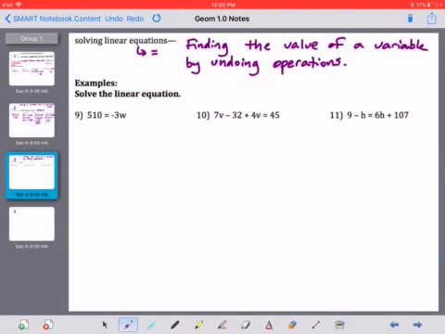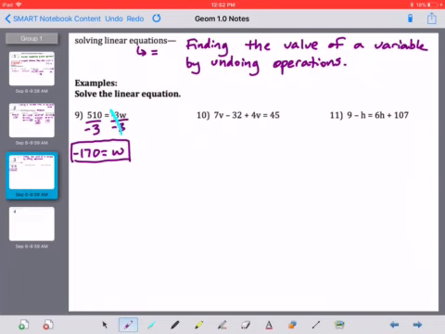All right, let's practice that with 3 examples. The first one, I have 510 equals negative 3w, or negative 3 times w. Well, the opposite of multiplying is dividing. So if we divide both sides by negative 3, these negative 3's will cancel out and we'll get w all by itself. And 510 divided by negative 3 is negative 170. Once you have the variable all by itself, that's your answer.